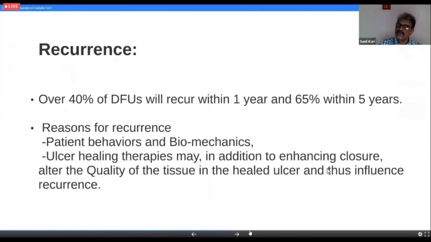So these points have to be kept in mind before getting into any of the recommendations. Recurrences: over 40% of DFUs will recur in 1 year, 65% within 5 years. The reasons being patient behaviors, biomechanics, and ulcer healing; the quality of tissue which has healed in the ulcer will influence the recurrence.